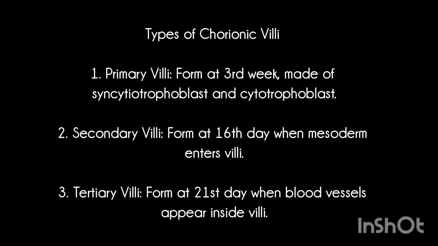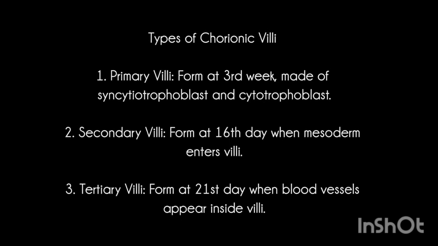Types of chorionic villi. 1. Primary villi, form at 3rd week, made of syncytiotrophoblast and cytotrophoblast. 2. Secondary villi, form at 16th day when mesoderm enters villi. 3. Tertiary villi, form at 21st day when blood vessels appear inside villi.